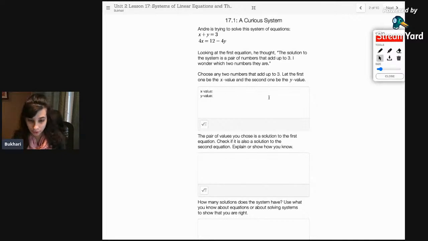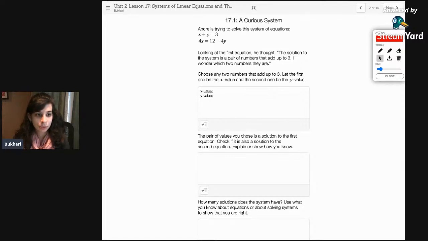17.1, right? We have a system of equations. I want you to follow each of those directions: choose two numbers that add up to 3. Pair of values, you choose the first equation, check if that's also a solution, explain and show how you know, and think about how many solutions this system has, right? Think about what you know about equations and about solving solutions, right?